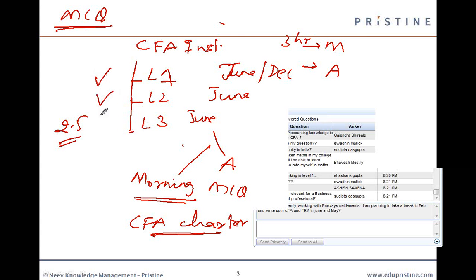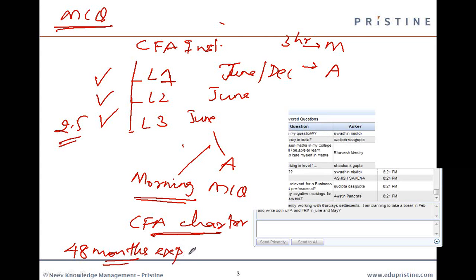That is, you should have cleared level 1, level 2, level 3, and then you should have shown at least 48 months, that is 4 years of experience in the investment professional industry. That is, your job profile should either directly or indirectly assist in investment decision making.